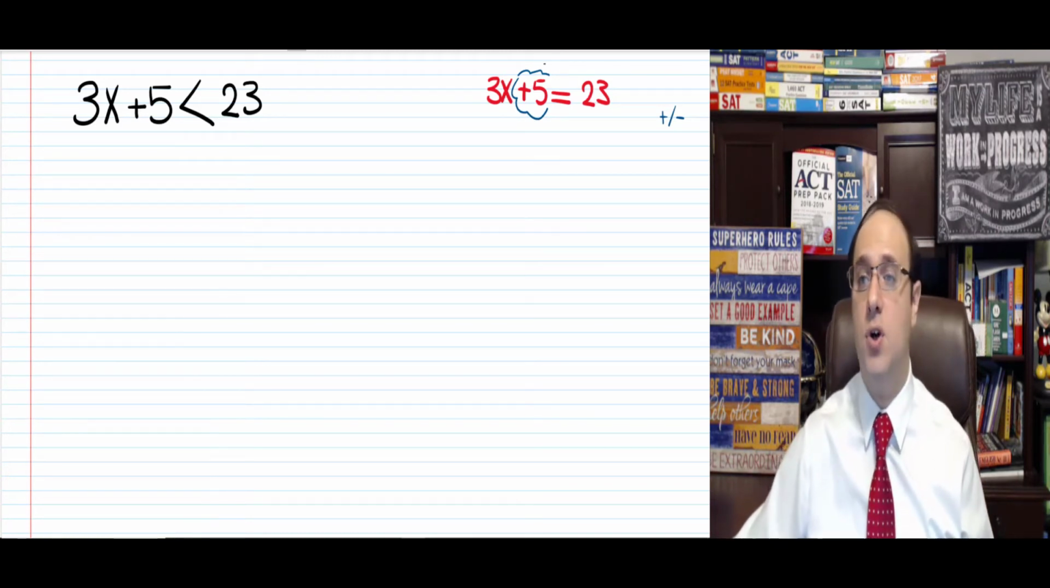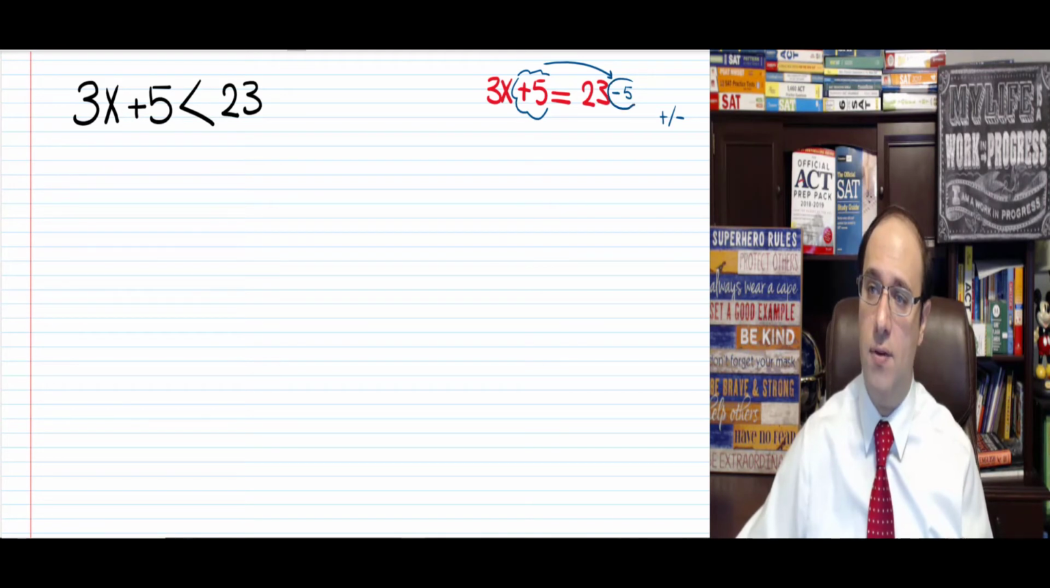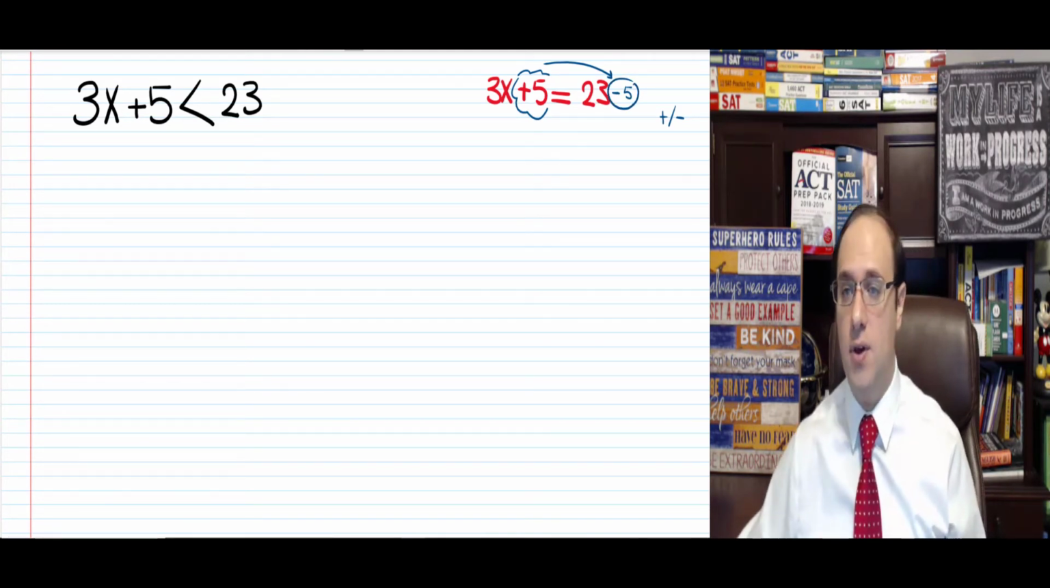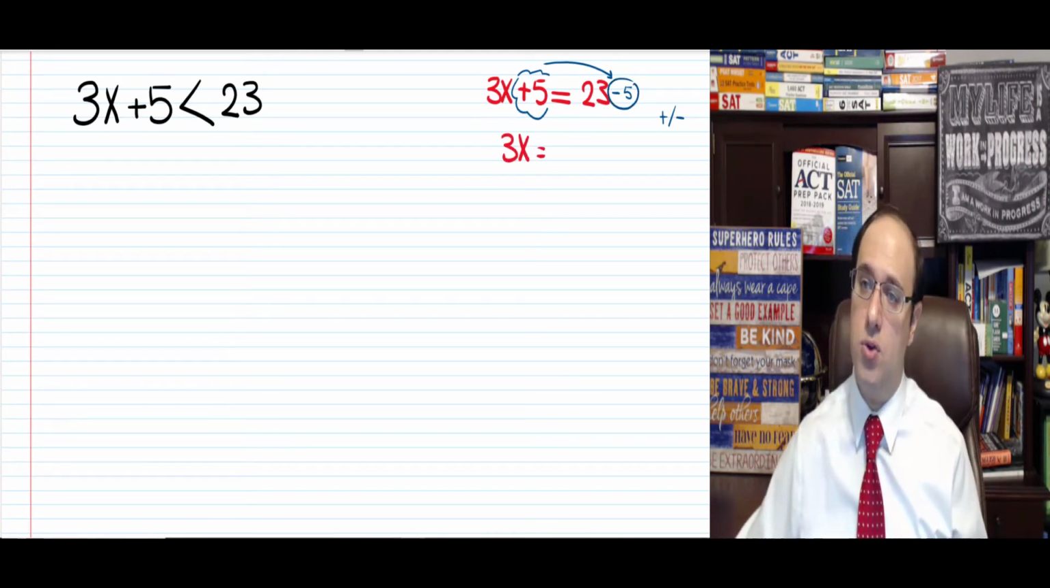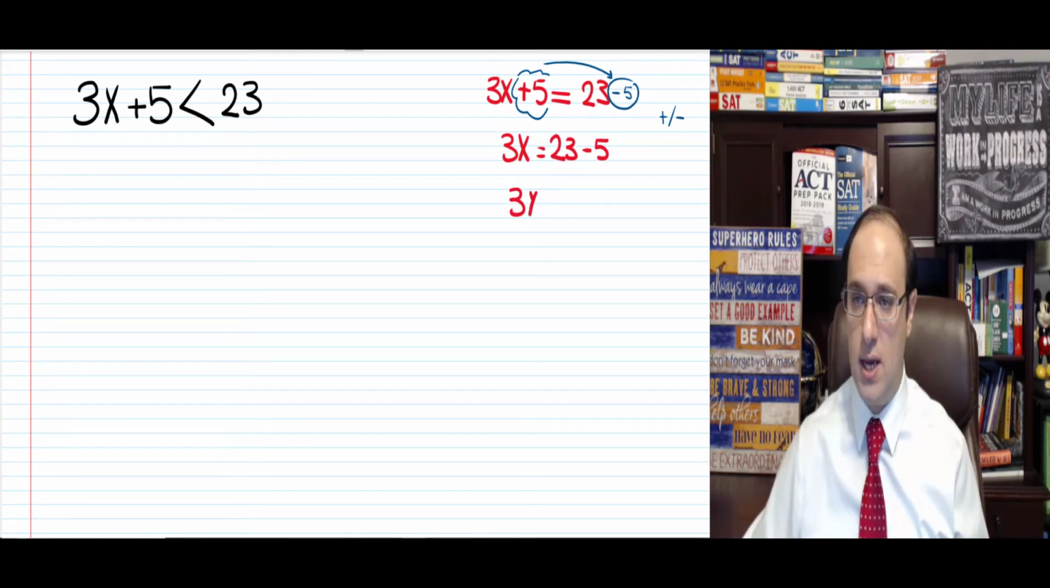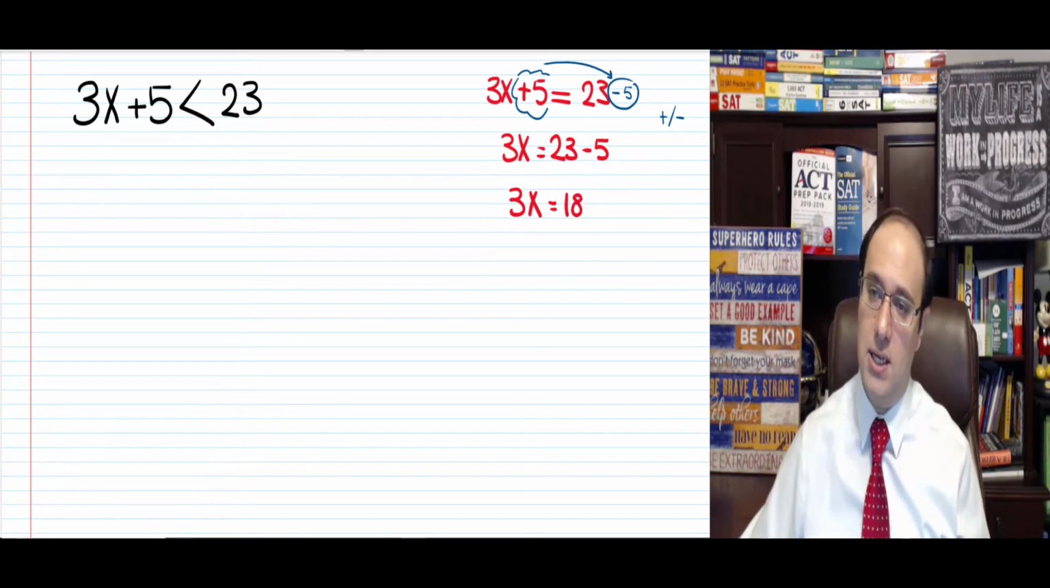Plus 5 on the left goes to the other side as minus 5. Okay, now rewrite. 3x equals 23 minus 5. That means 3x equals 18.